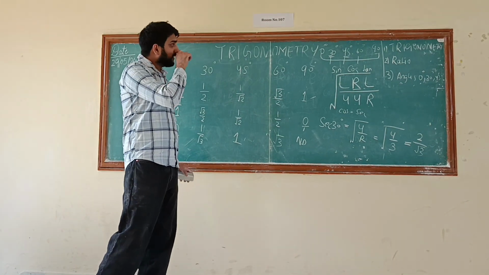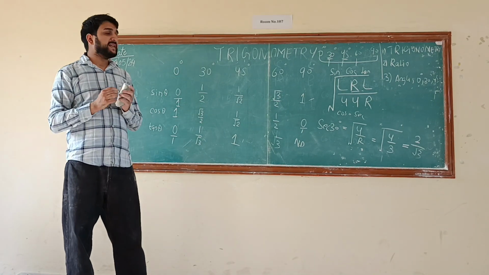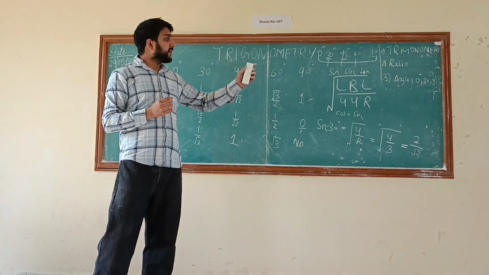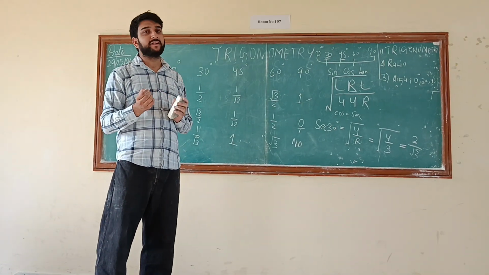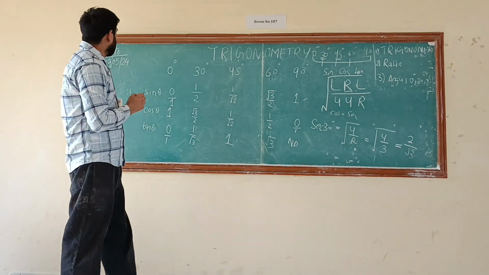After that we learned trigonometric ratios of specific angles, that is 0 degree, 30 degree, 45 degree, 60 degree and 90 degree. So that's it for today.